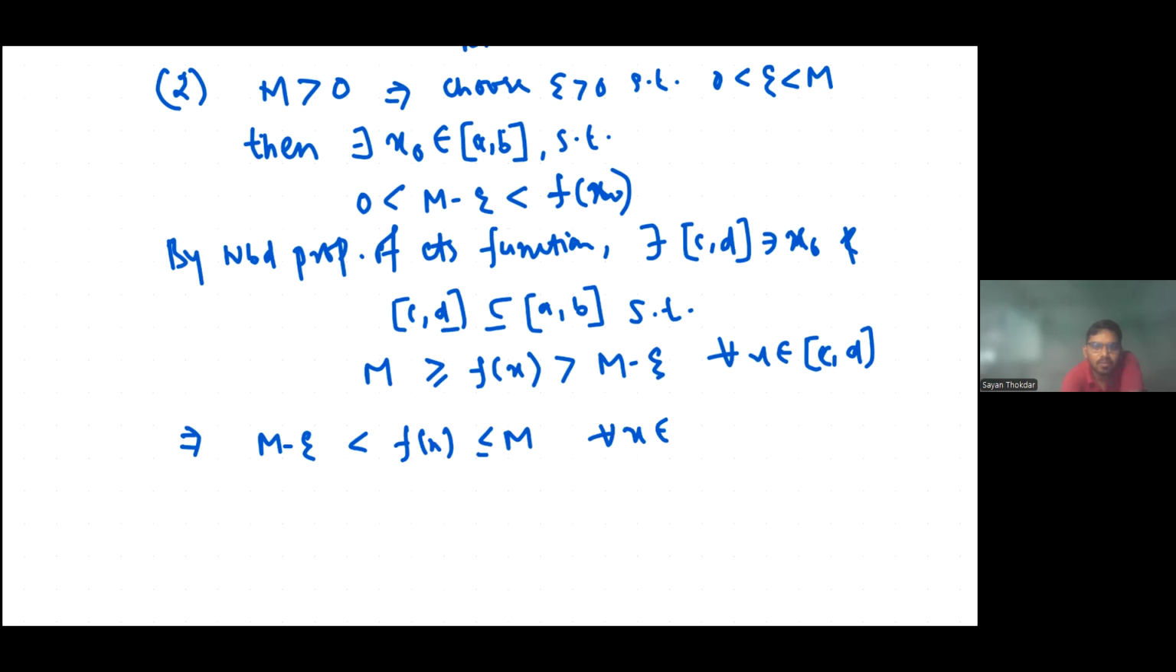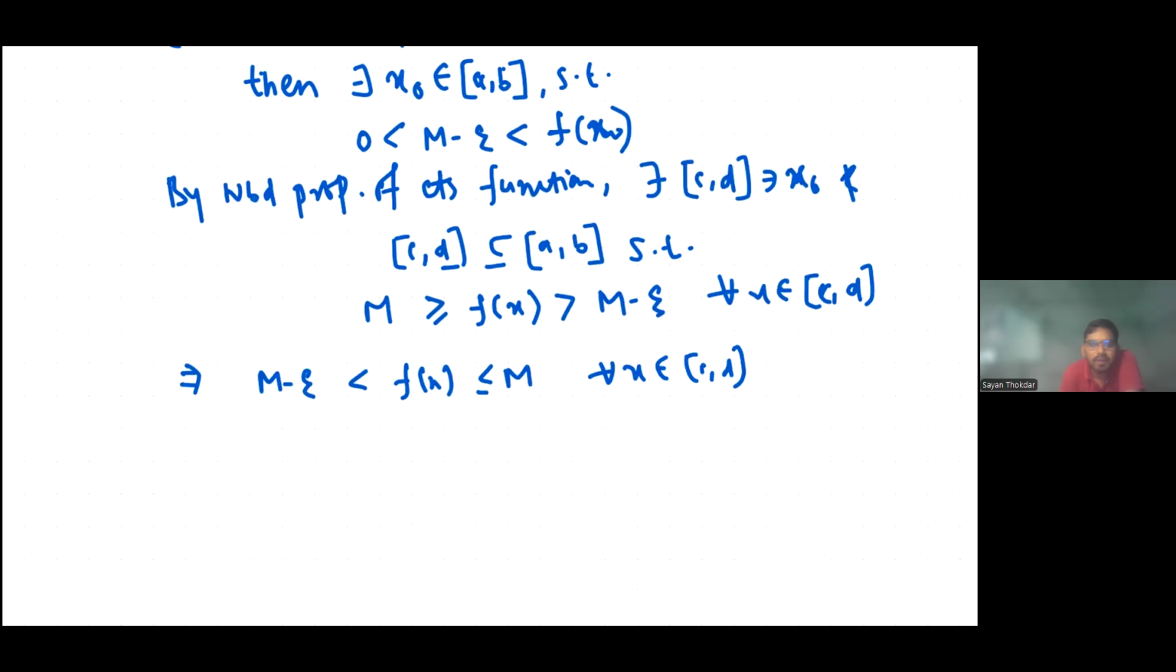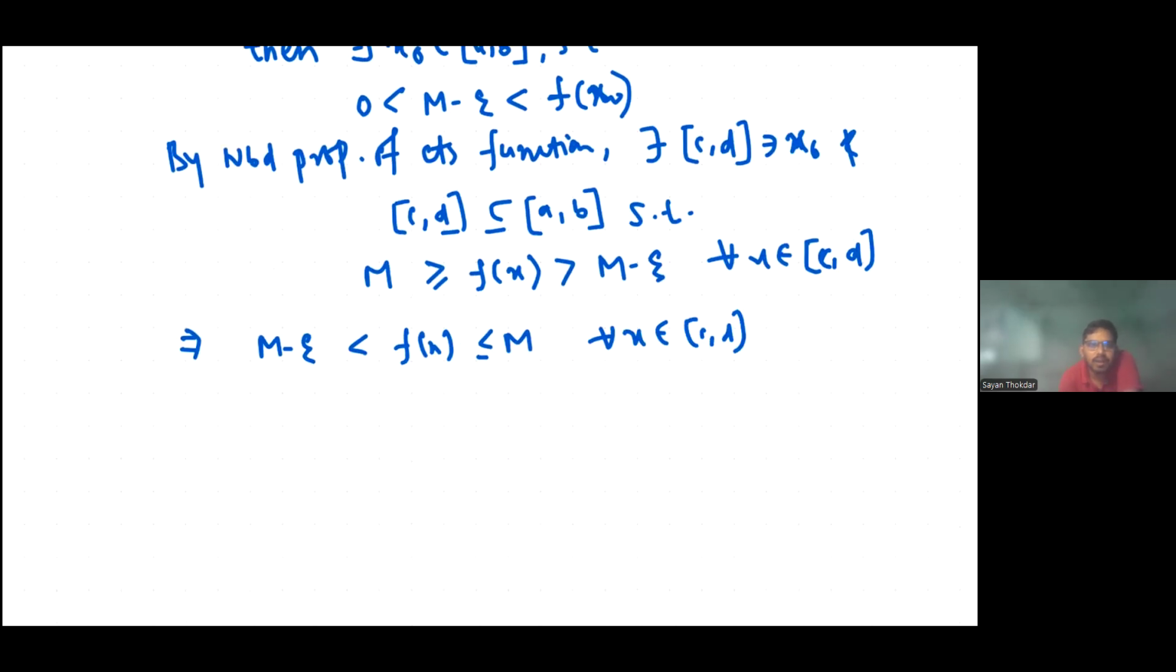Now, here we have to form the sequence. M minus epsilon to the power n is less than f of x to the power n, and that is less than or equal to M to the power n. We are not considering that term for as of now, we will work on that.